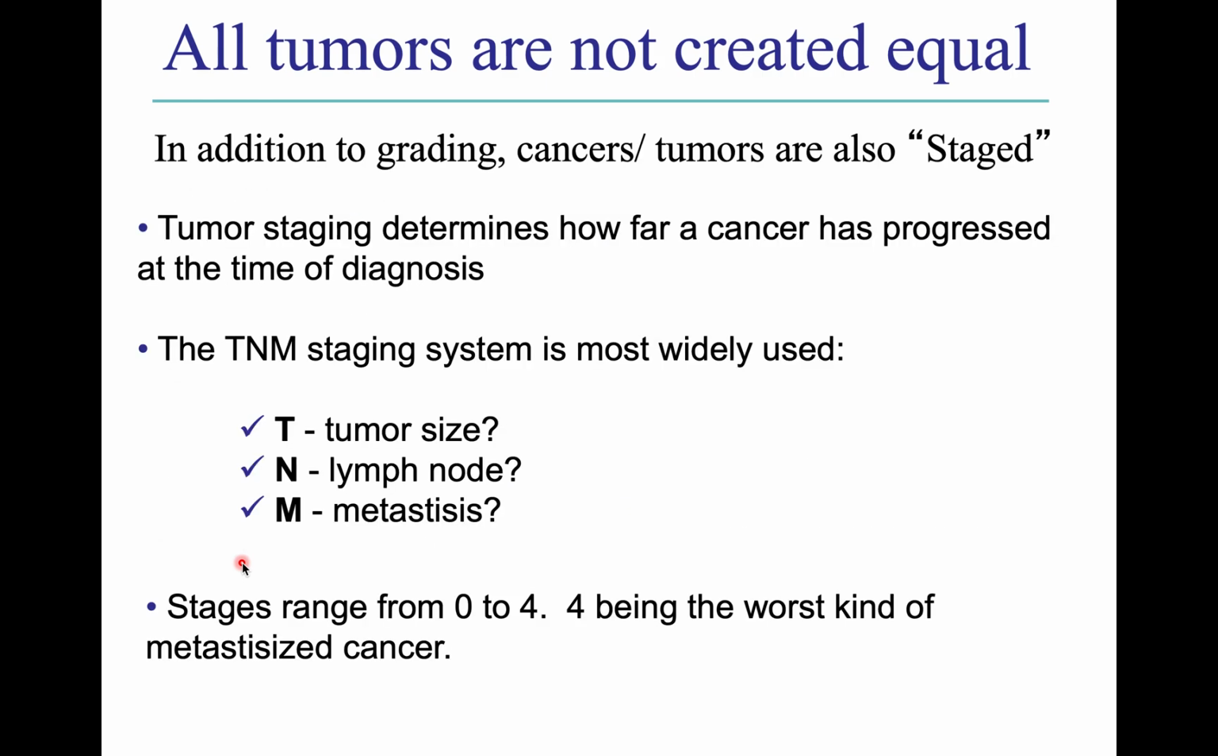And then on top of the grades, we also have staging, and you've certainly heard of this. So it was a stage 3 cancer. And again, the higher the number, the worse the prognosis. And so there's a number of different staging systems that are used, but the TNM system is probably most widely used. And that stands for, the T is for tumor size, the N meaning has it spread to a lymph node, and then M has it metastasized, basically spurred secondary tumors in the body.